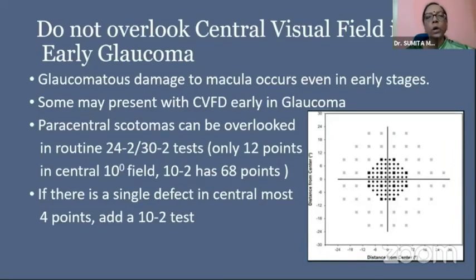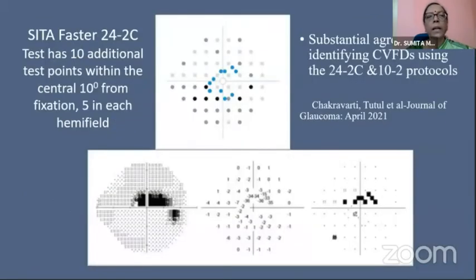But if we do 10-2, which has 68 points, then we can see if there is any defect up to 1 degree. So if you see any single defect in the centralmost 4 points, then add 10-2 to the test. Considering that, SITA has now developed a program, 24-2C, which adds 10 additional test points within the central 10-2 from fixation. That means the patient need not do both the 24-2 and 10-2 tests, and glaucoma suspects who are going to convert to frank glaucoma can be detected earlier, and this may be useful.